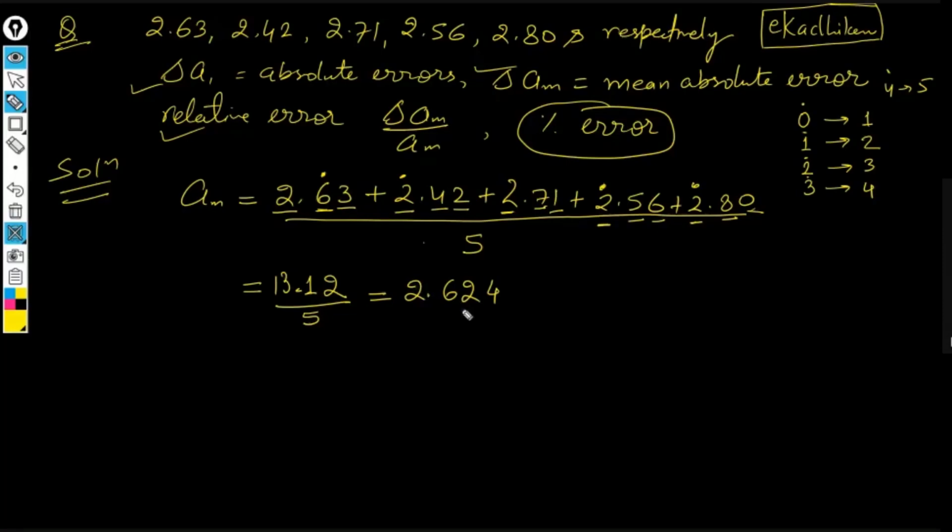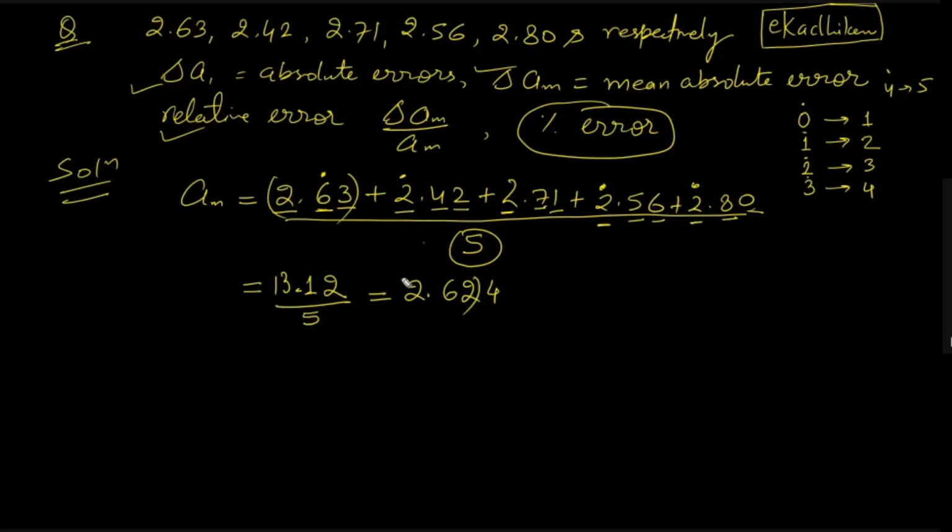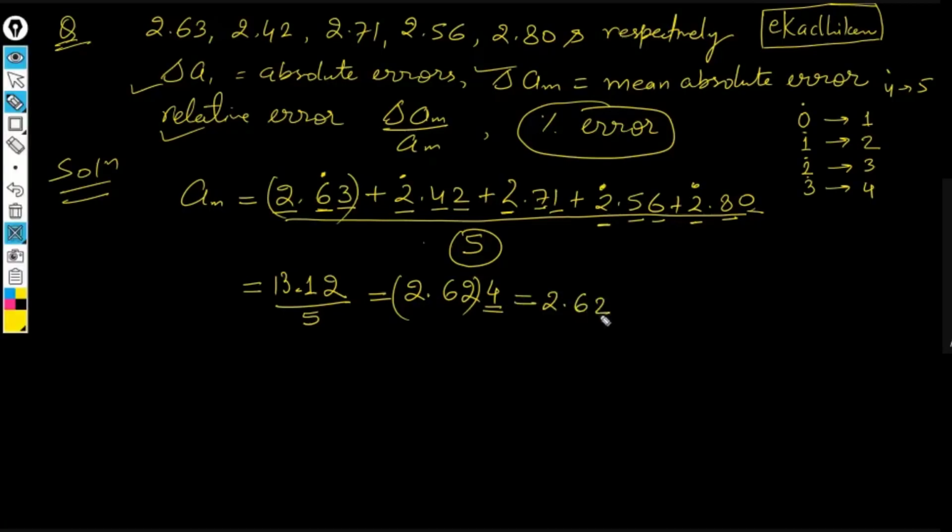Now in division we have a rule. We keep the least number of significant figures present in the input. So what is the input here? 5 is the input and this 5.2.63 and these numbers are input. So we will round off up to 2 decimal points. Correct? Yes. So if we remove this 4, it is less than 5. So after rounding off, we will get 2.62. Are you clear with this mean value?